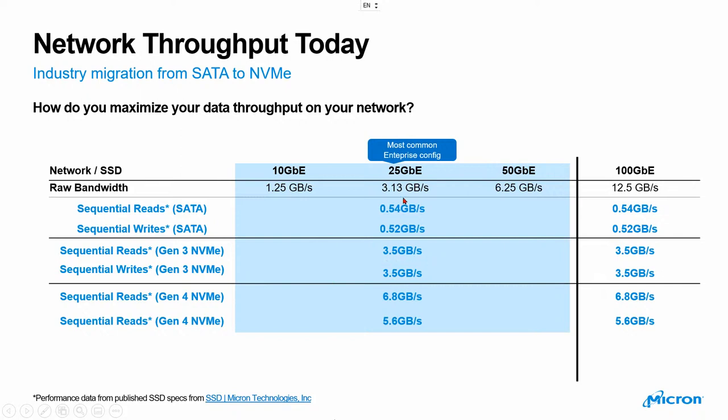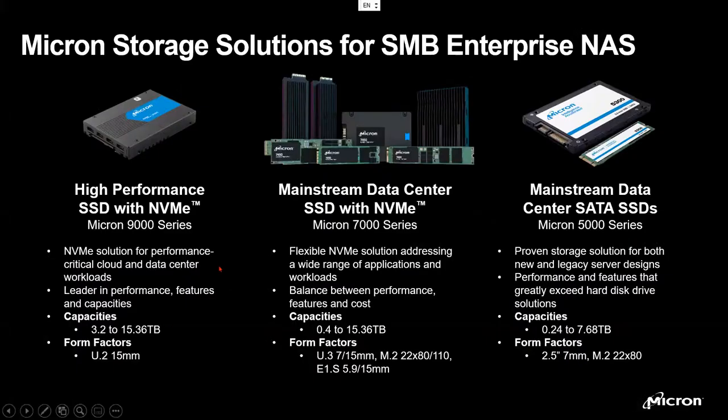So it can easily saturate your network bandwidth and makes your entire storage array more efficient. So that's the reason why a lot of users are actually migrating to NVMe, even on NAS, and more importantly, looking at Gen 4. The next slide will give you some examples of what type of storage solutions is typically being deployed in SMB or enterprise NAS.